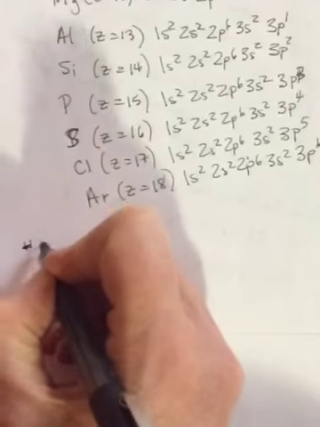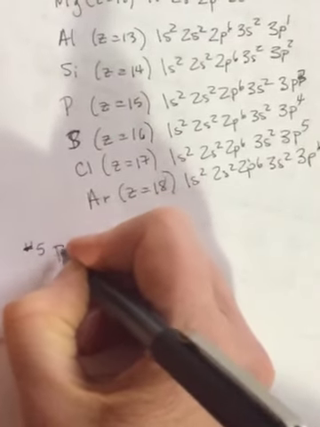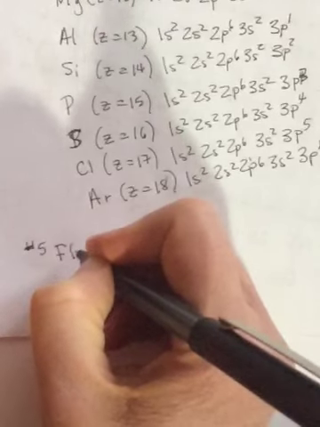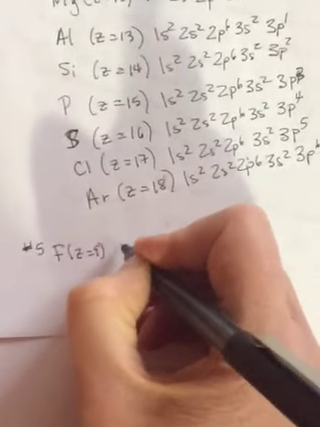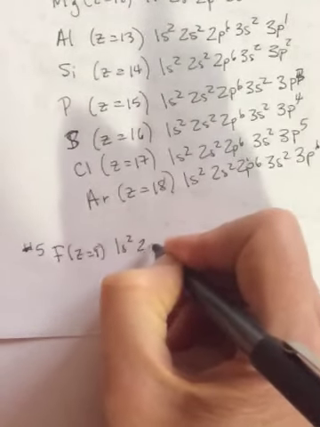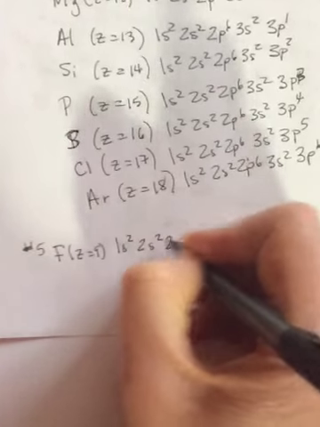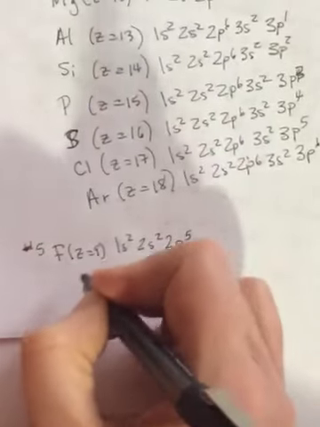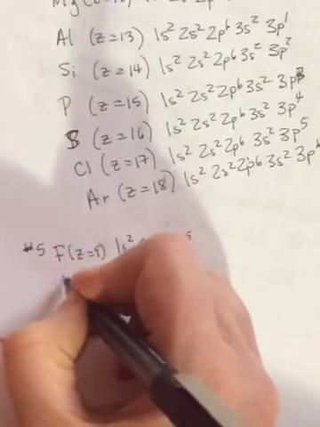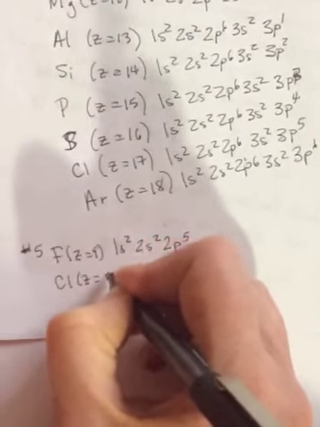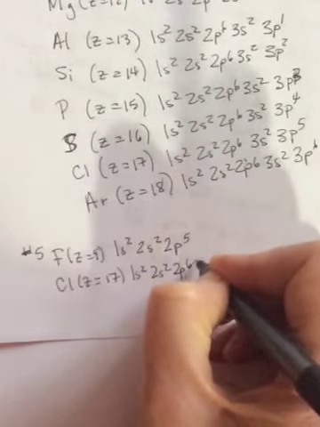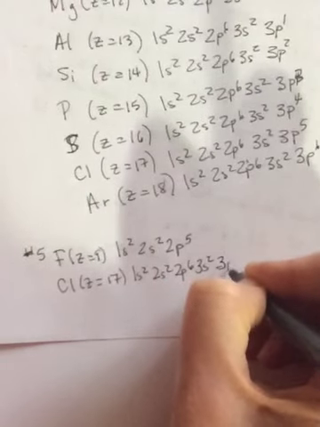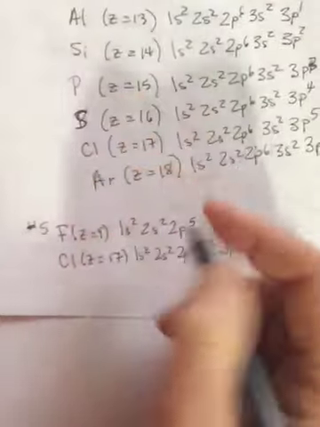And so, number 5, fluorine. And fluorine's Z is equal to 9. So 1s2, 2s2, that's 4. We need 5 more, 2p5. The next one is chlorine, which we did just above, 17. 1s2, 2s2, 2p6, 3s2, 3p5.